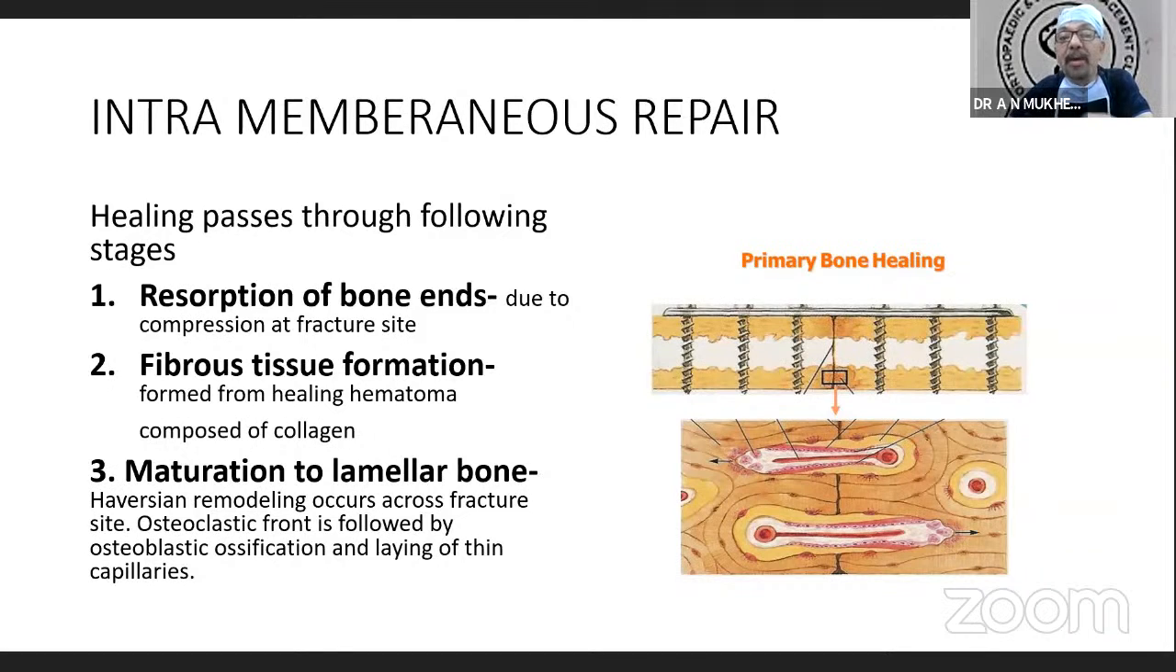Third is the maturation of the laminar bone. Haversian remodeling occurs across the fracture site, and osteoclasts follow the system, and then osteoblasts carry out ossification, laying down thin capillaries. That is why and how it is healed in intramembranous repair.